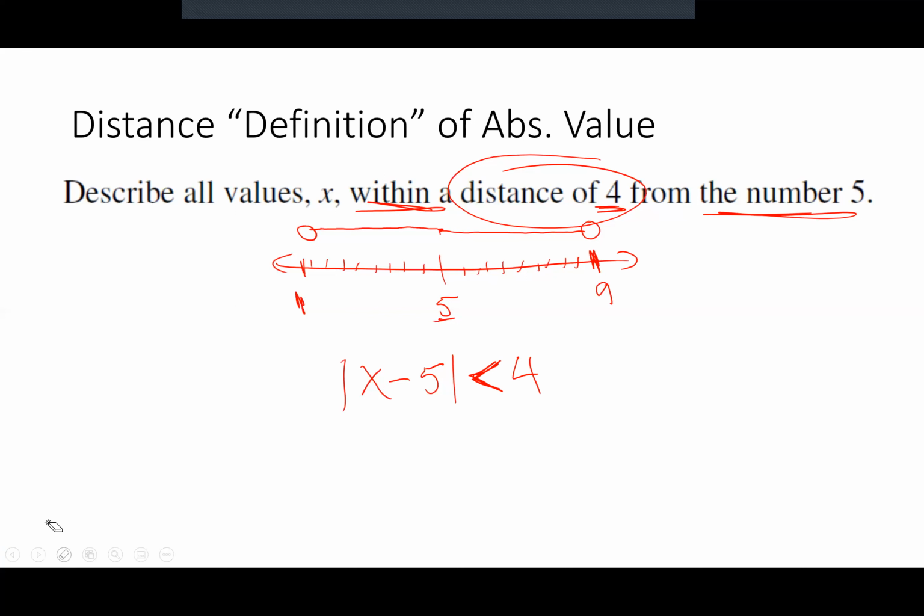And this is an absolute value inequality. What I've done is I've now created a structure for the numbers that live within 4 units of 5 on the number line.